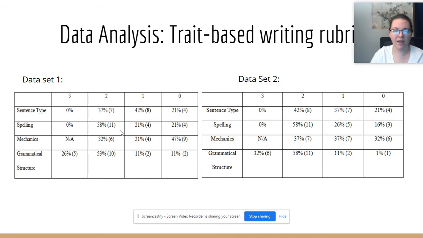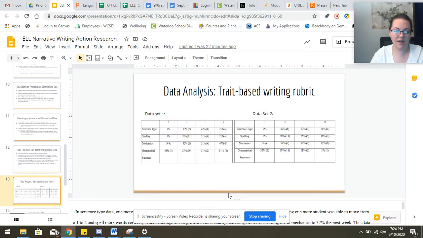For spelling, we stayed about the same. 58% are at a 2, 21% are at a 4, and then we got a couple more that moved from a 0 to a 1 after the second week. Mechanics stayed about the same again.